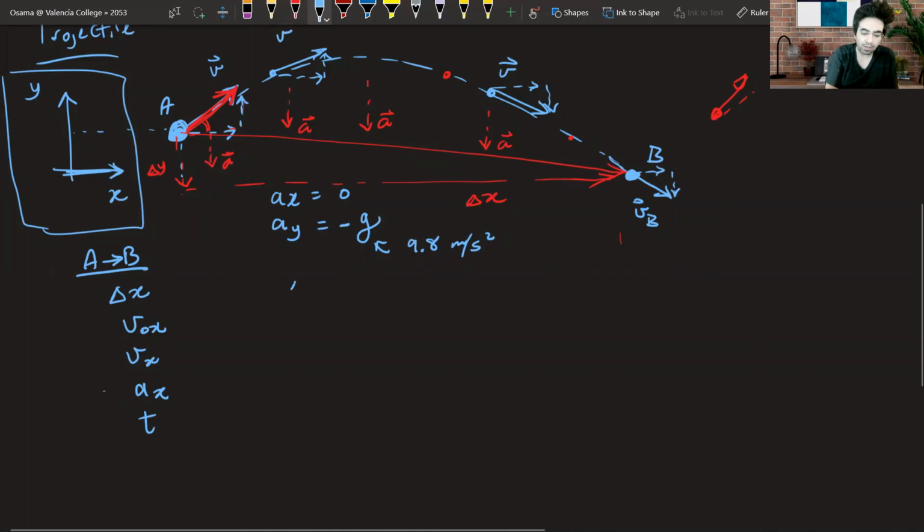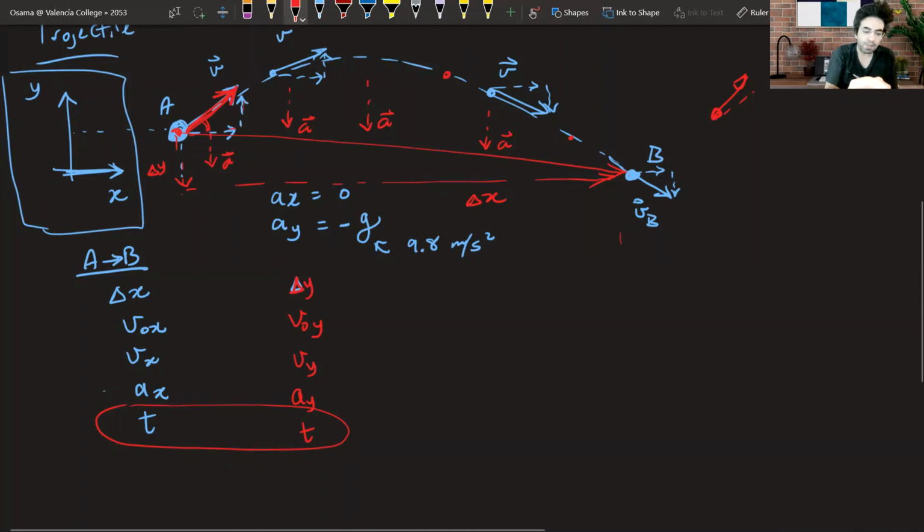I could also think about the corresponding y components of these variables. So delta y, the initial velocity y component, the final velocity y component, the acceleration y component, and the time. Now the time interval is the time between events A and B, which is, maybe I'll call it, launch and the ball just before it hits the ground. These are two events. There's some time between the two events, and that time, whether I'm thinking about the x part of the motion or the y part of the motion, is exactly the same.